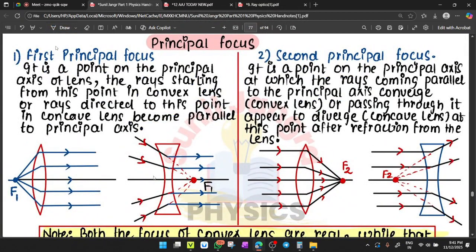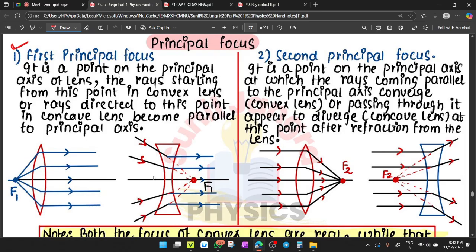Now check the first principal focus. First principal focus means here, the first principal focus for the convex lens and the first principal focus for the concave lens. So for the convex lens, the first principal focus is the main focus. Okay, in which lens? Concave. Okay, so wait. Try to understand the definition, then you can be clear.